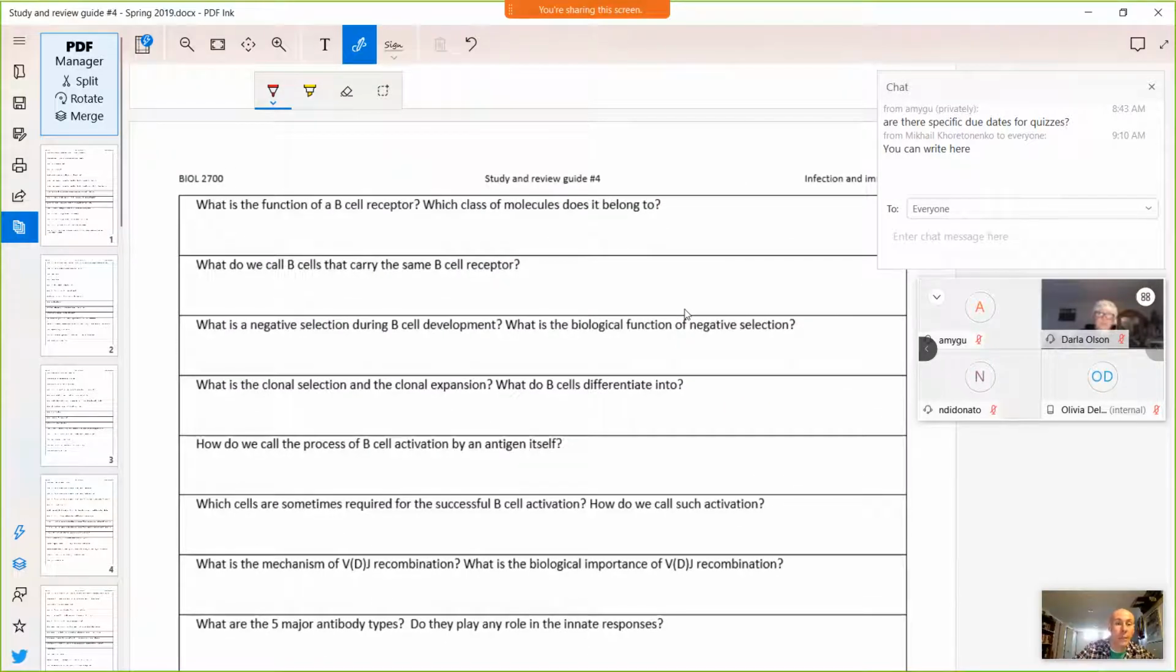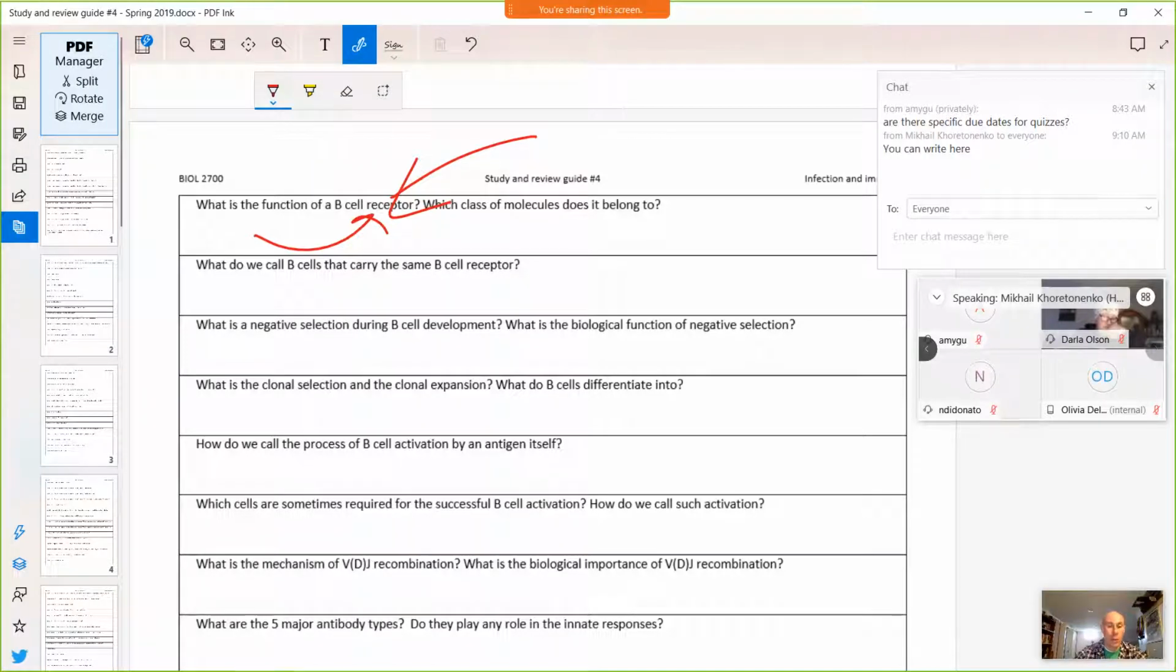B cell receptor. Okay, B cell receptor is the antibody. So let's talk about the populations and stuff. So you have a bunch of B cells that carry the same B cell receptor, structurally identical. That's the B cell clone. All those individual B cells together are called B cell clone. When they develop, the negative selection removes all the B cells that have B cell receptor able to recognize self-antigens. So we basically remove reactive B cells. B cells that can cause autoimmune condition.